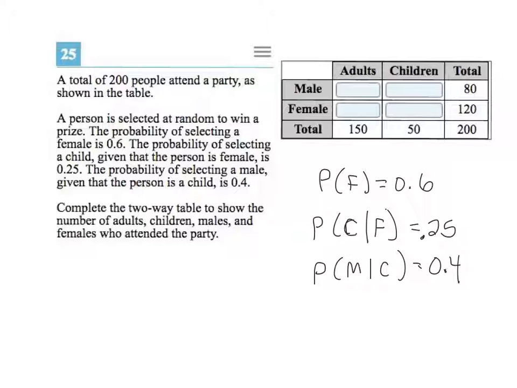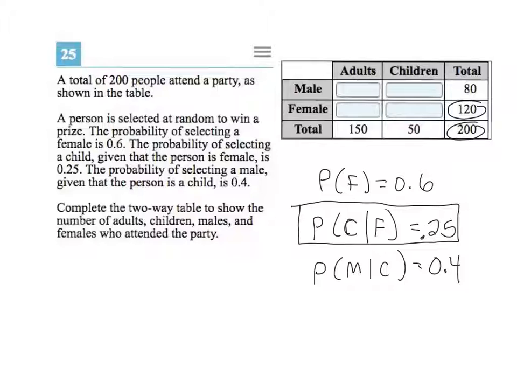So let's talk about the first one first. The probability they're female is 60%. Makes sense. There's 120 out of the total 200. 120 out of 200 is 60. So let's look at this probability to see exactly what this tells us. This says if we know they are a female, the chance they are a child is 25%.